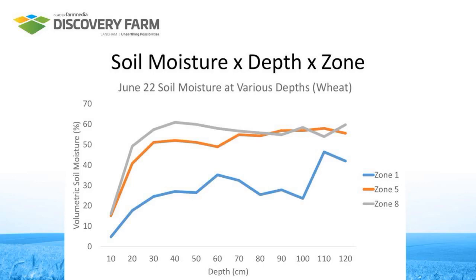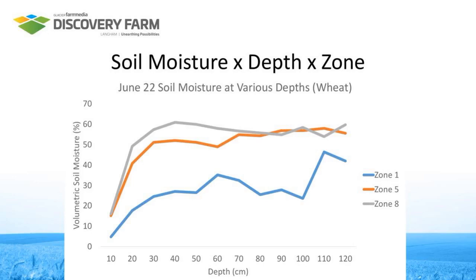So on this, I'm reporting measurements taken from a single probe installed at zone 1 in the blue line, zone 5 in the orange line, and zone 8 in the gray line. And then we're reporting volumetric soil moisture along the entire depth of the probe. So we're making measurements in 10 centimeter increments from the surface down to 120 centimeters.